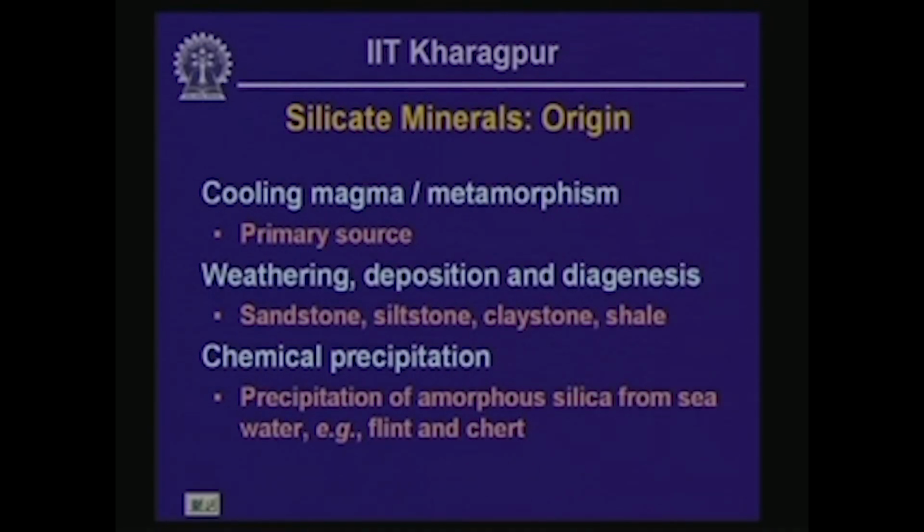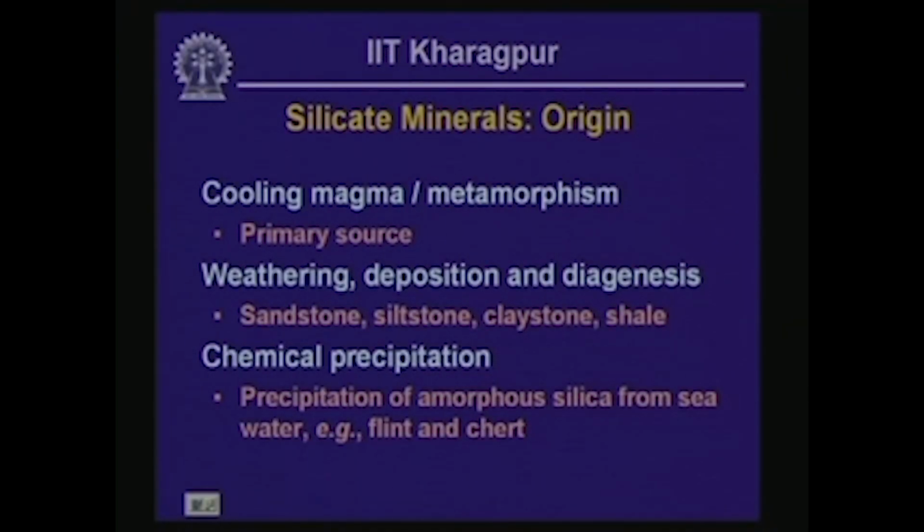Okay. So, that brings us to the end of the different subclasses of silicate minerals. Now, we need to look at how different silicate minerals form, what their origin is, and how they form in nature. One of the sources of silicate minerals is the cooling of magma or metamorphism. So, this is the primary source. Most of the silicate minerals are formed by cooling of magma or from metamorphism.